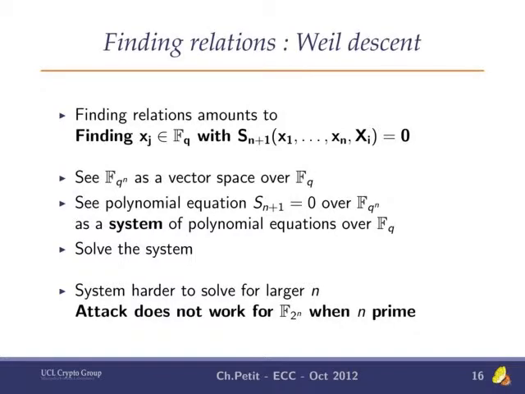Using generic complexity results about solving polynomial systems, both Gaudry and Diem get the complexity of their attacks. It's important to note maybe that the system becomes harder to solve for larger n. In particular, if you take a binary field F_2^n with n prime, the only choice that you have there is to use F_q equal to F_2. And so the system is quite large. It has n equations, and so the attack doesn't work in that case.